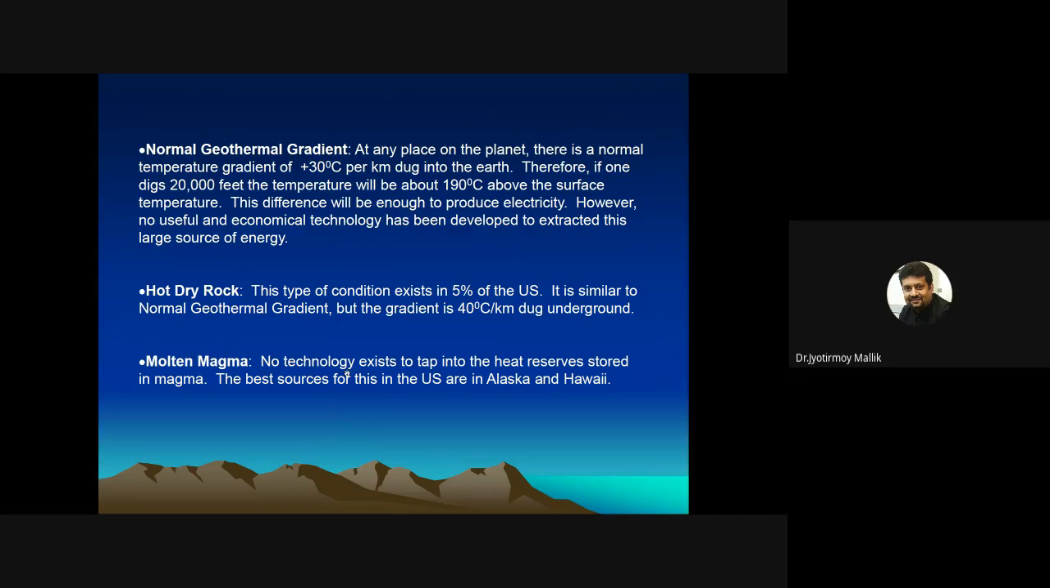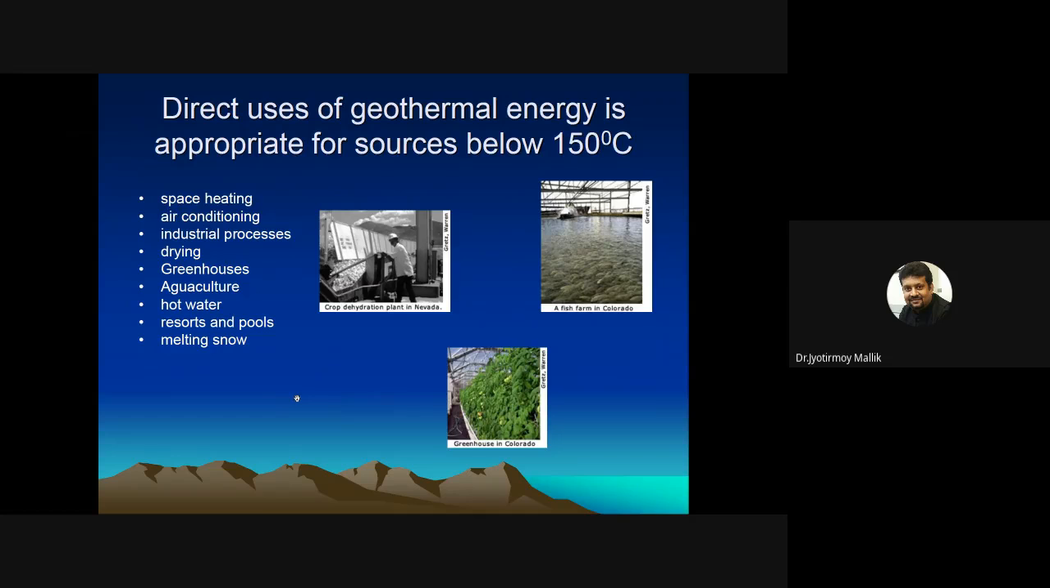Molten magma: no technology exists to tap the heat reserves in the magma. The best sources for this in the US are in Alaska and in Hawaii. So, how is geothermal heat energy used?